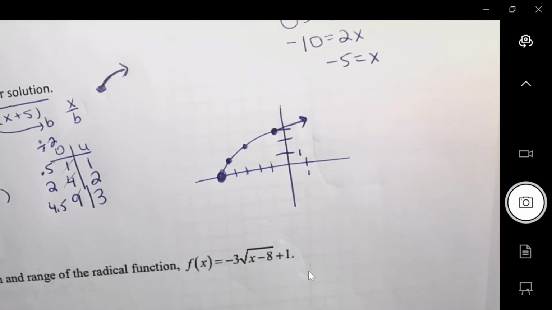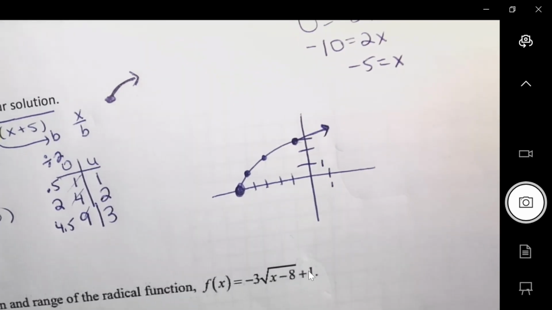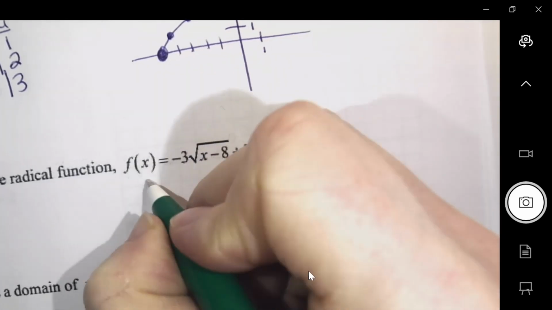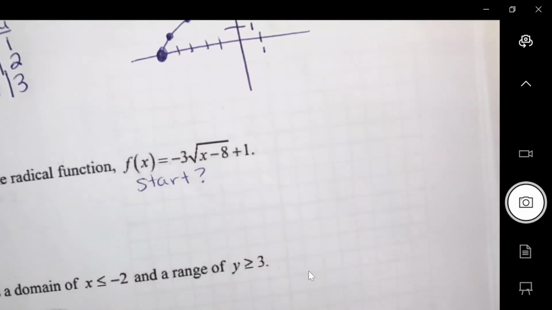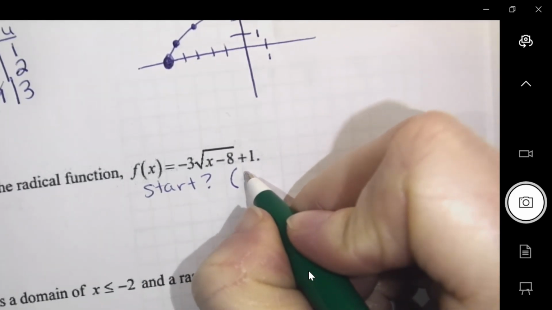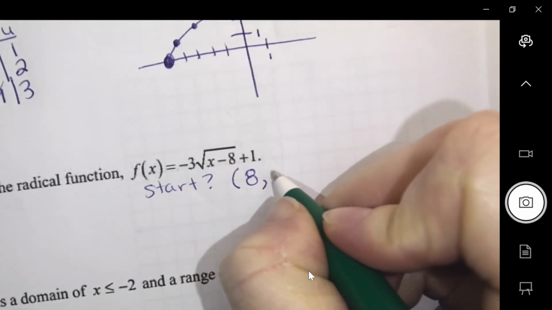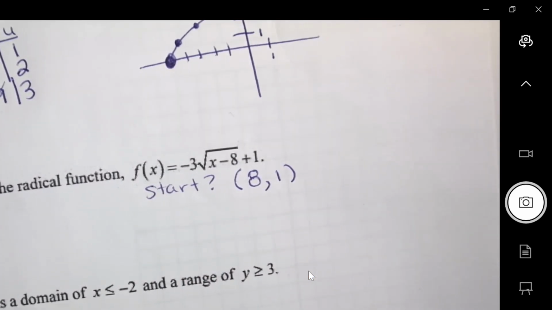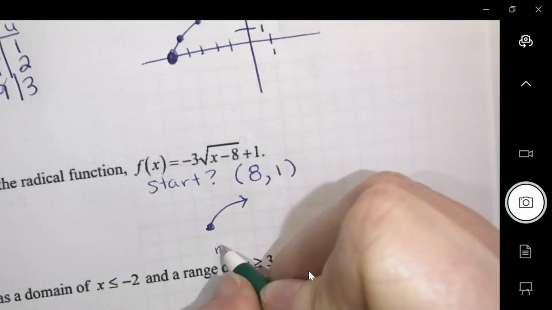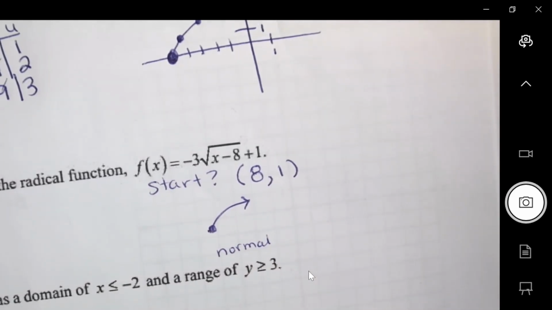State the domain and range of a radical. Okay, where is the start of this radical? Which coordinate would I start at? +8, comma +1, right? Because it goes 8 to the right and 1 up. So this is the normal shape of a radical.